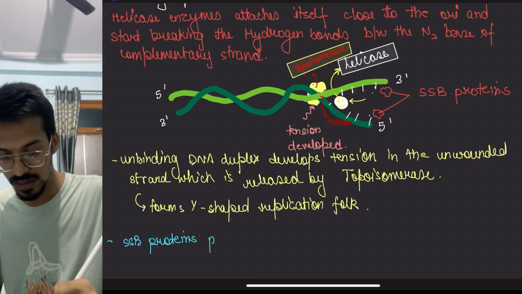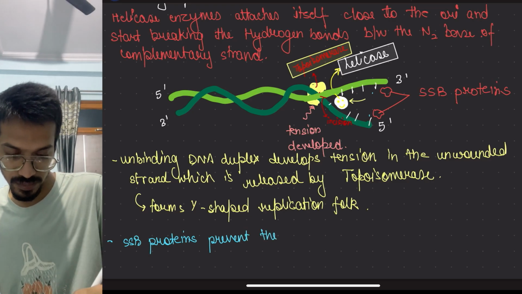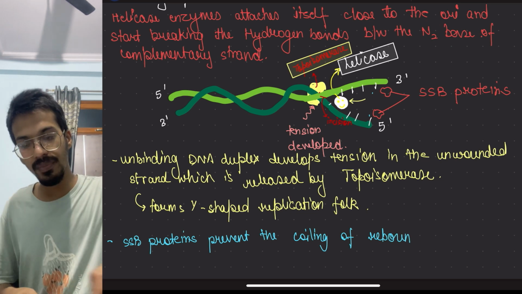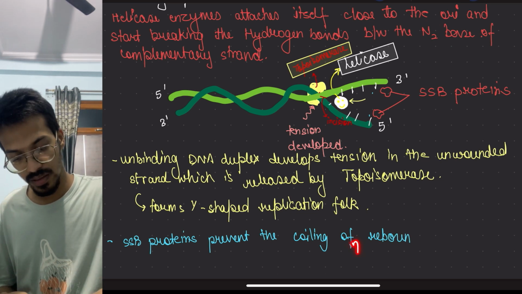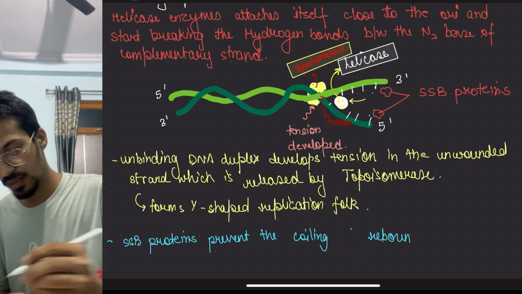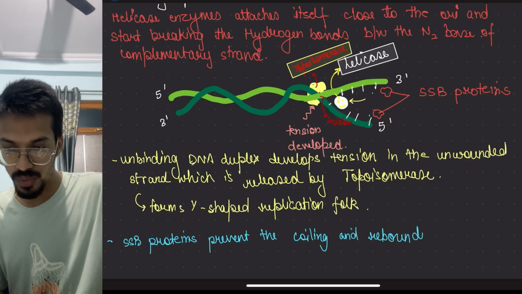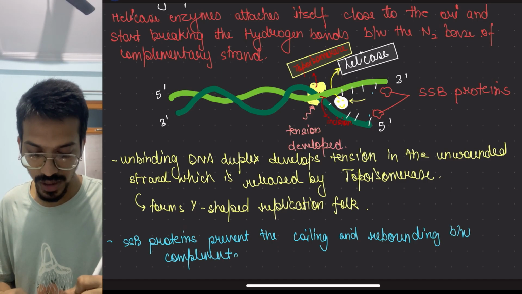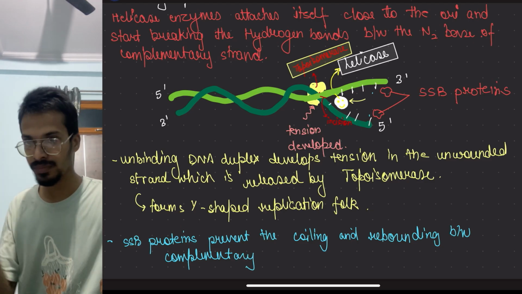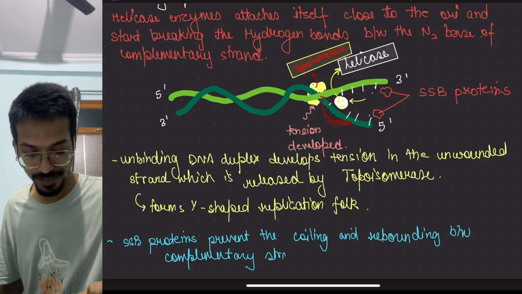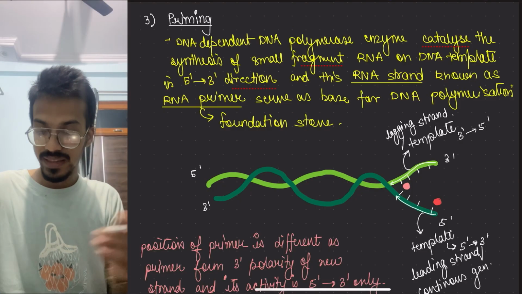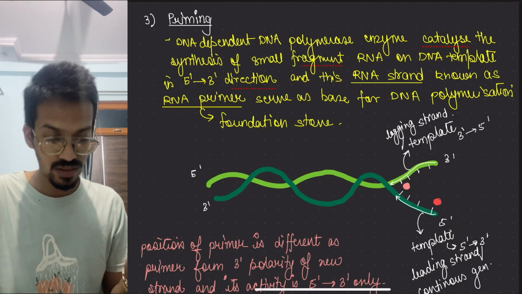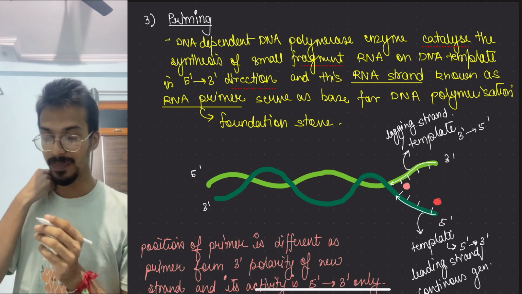SSB proteins prevent the coiling and rebounding between complementary pairs. But with the new DNA strand that will form on it, it will help in doing it. Complementary strand. With this, the second step is over. Now let's come to the priming. I've already written certain points, so we're going to be completing it, because I made certain mistakes, so I have to come back to this point again after recording everything.